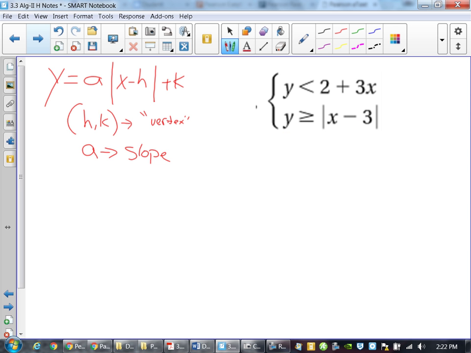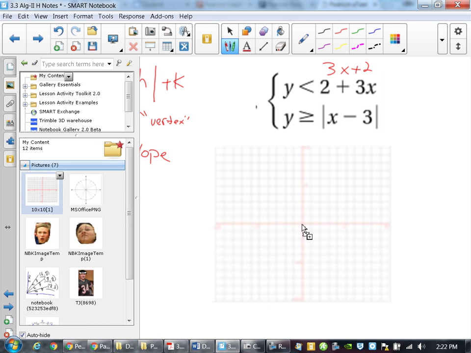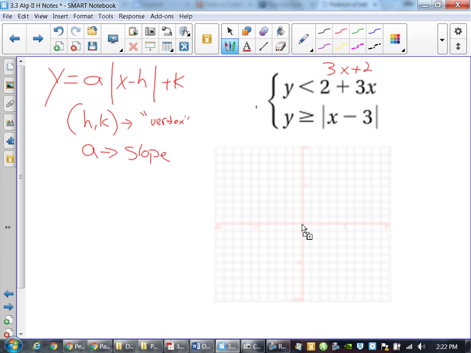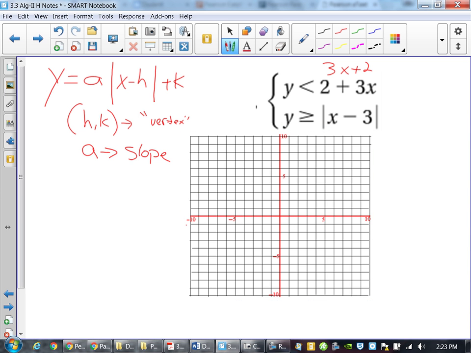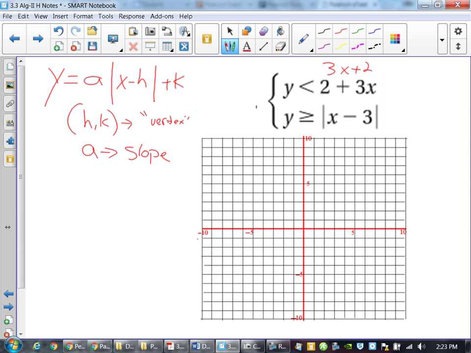Is it okay if I rewrite that top inequality as 3x plus 2? Like with any kind of equation, you can switch sides, right? Yes. Does it matter which equation you start with? No. It doesn't matter. The reason I started with that absolute value one is just because it's newer. I figured to start with it.